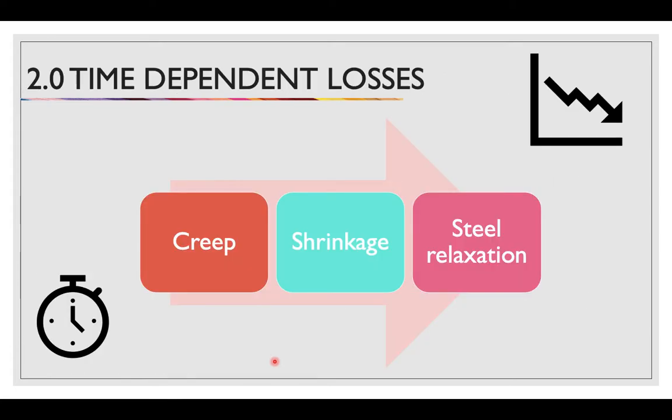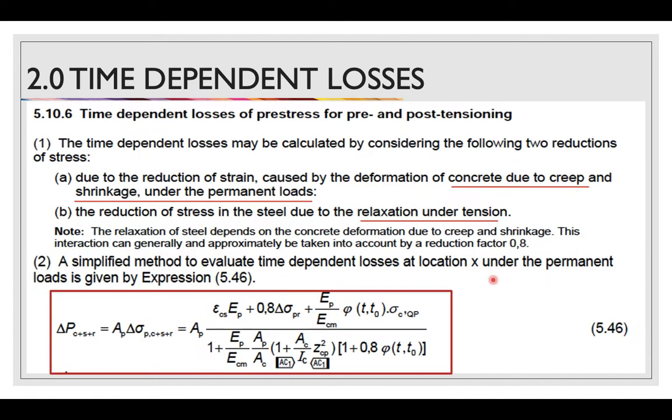So now we move on to the next type of losses, which is the time dependent losses. When we talk about time dependent losses, we are going to refer to the time dependent deformation. As for concrete, it is prone to creep and also shrinkage, and as for the steel, it is subjected to steel relaxation. So this is the clause that is given by the Eurocode.